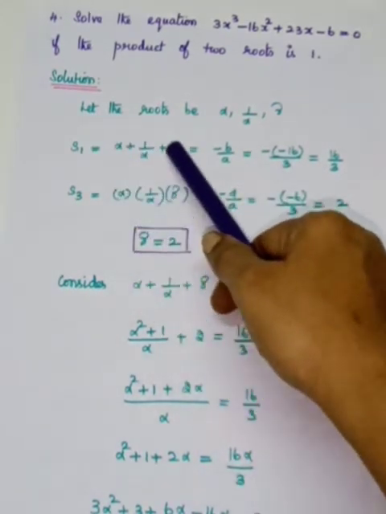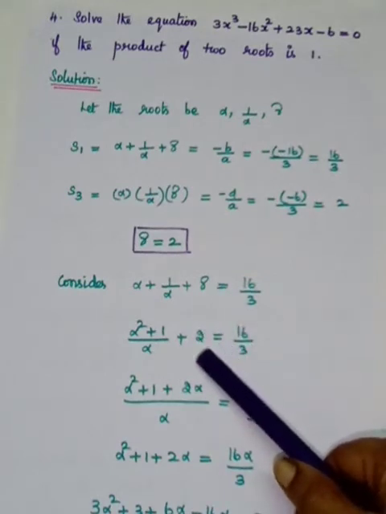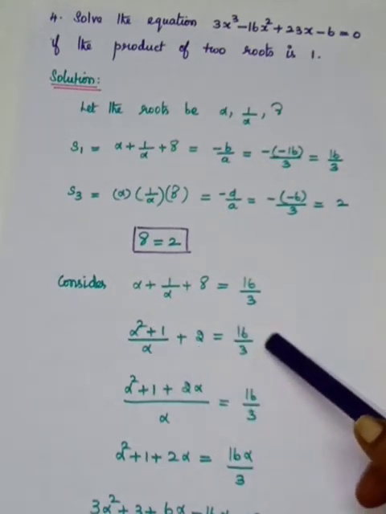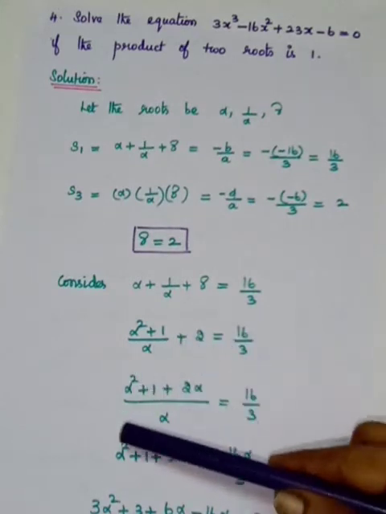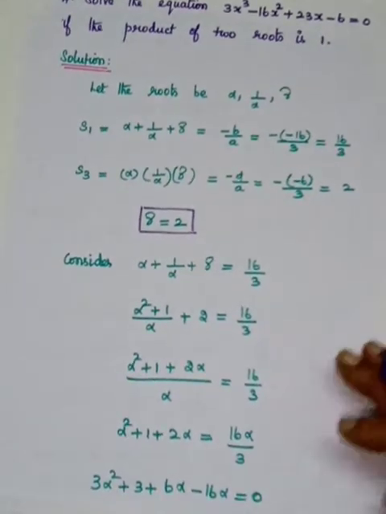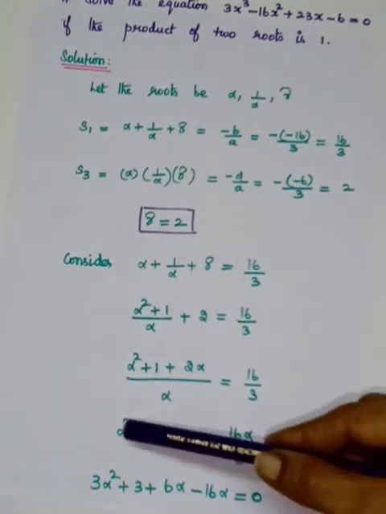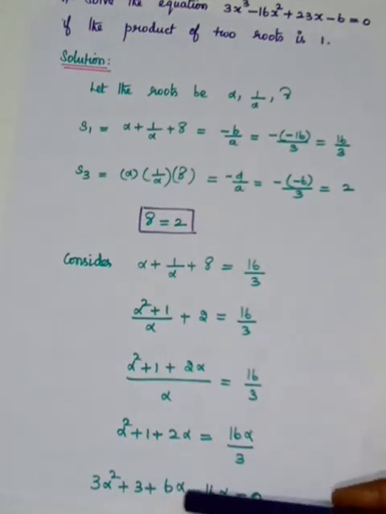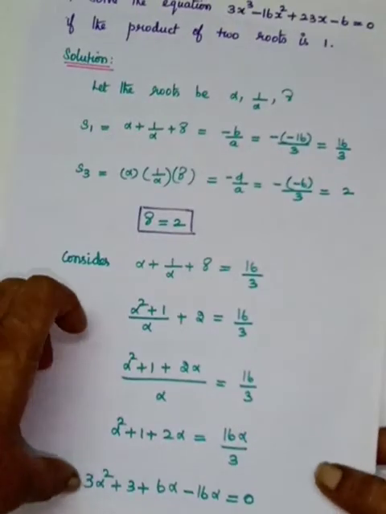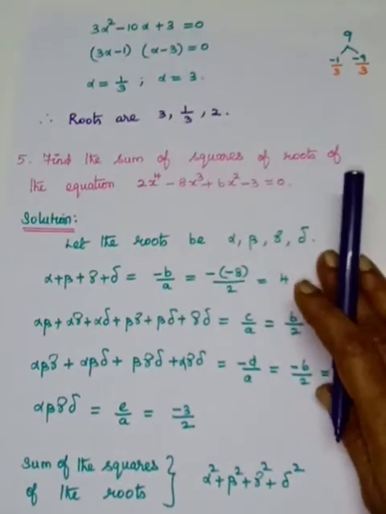Consider this result: alpha plus 1 by alpha plus gamma is equal to 16 by 3. Substitute gamma as 2 and take the LCM, which is alpha. So alpha squared plus 1 by alpha plus 2 is equal to 16 by 3. If you take LCM, alpha squared plus 1 plus 2 alpha divided by alpha is equal to 16 by 3. Cross multiply: 3 alpha squared plus 3 plus 6 alpha, bring the 16 alpha to the other side, minus 16 alpha is equal to 0. So you get 3 alpha squared, 6 alpha minus 16 alpha is minus 10 alpha, plus 3 is equal to 0. So the product is 9.